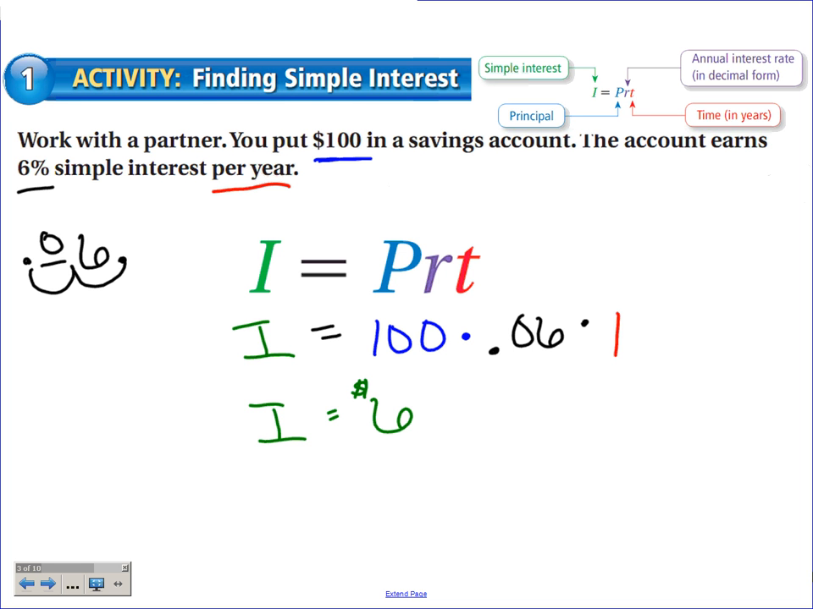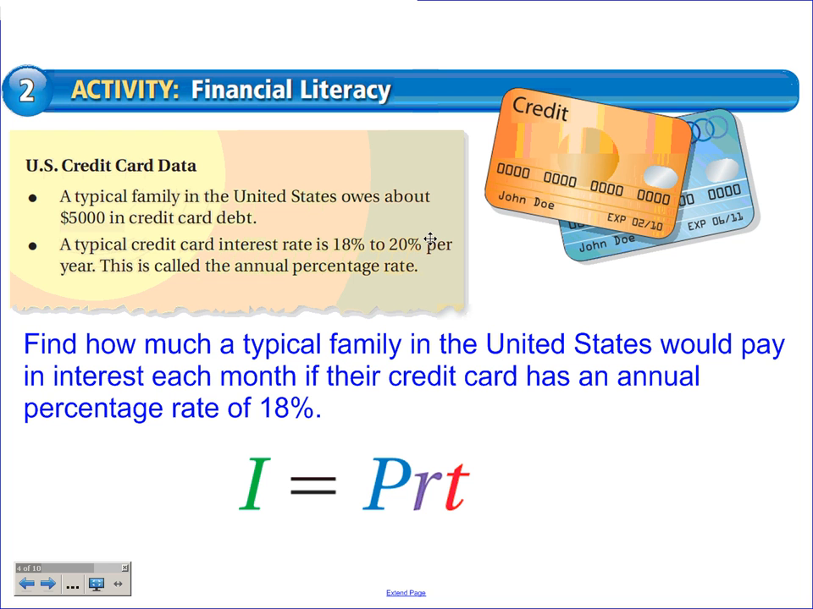Let's do another example. Typical family in the United States owes about $5,000 in credit card debt. That is going to be our principal. That's how much they have borrowed, basically. This typical credit card interest rate is 18 to 20% per year. We're going to figure out an annual percentage rate of 18. So that's going to be our rate. Time, again, we're figuring it annually, so we'll use 1.